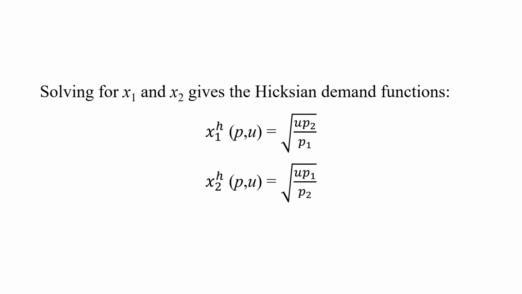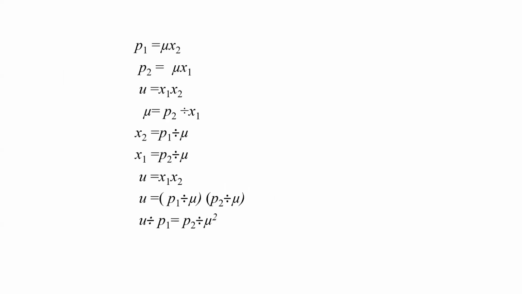Solving for x1 and x2 gives the Hicksian demand function: x1 h(p, u) equals the square root of u p2 by p1. If you don't understand this equation, how can we calculate it? I have some notes here. If we take the first and second equations, we get the p1 and p2 values, and we get the u value.